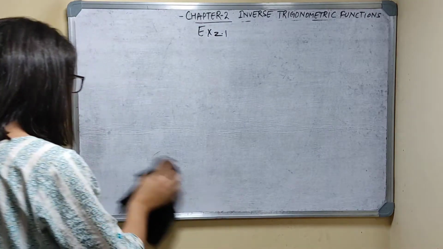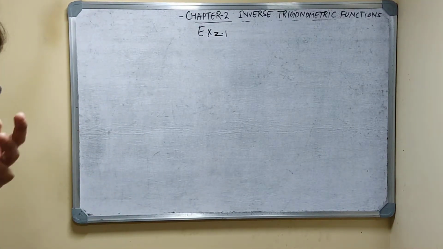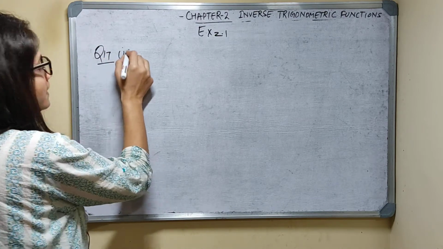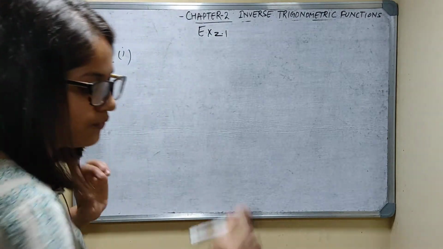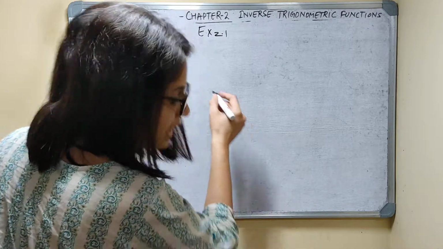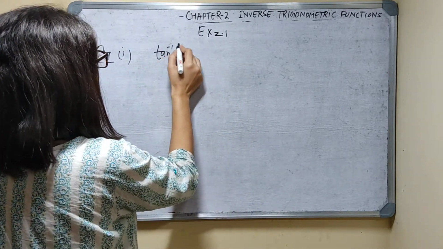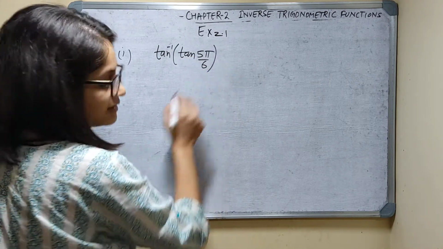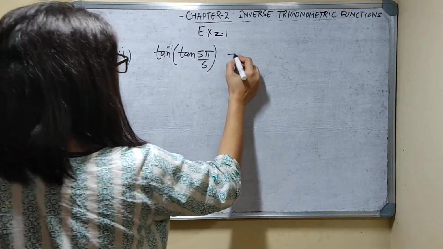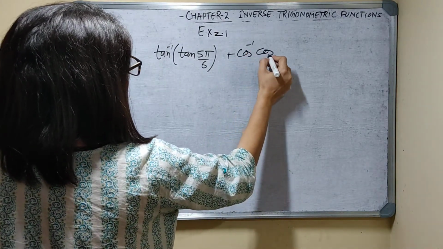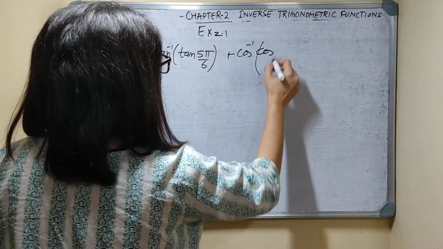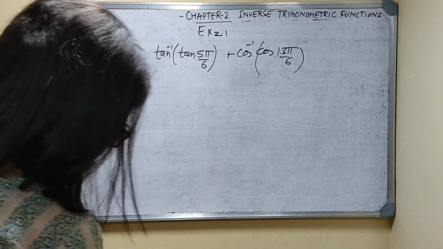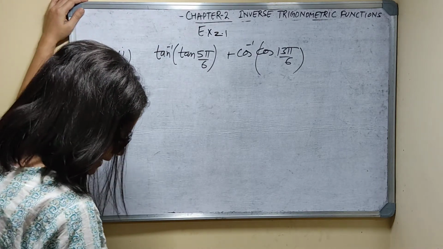Now you can see question number 17. First part: find the value of tan inverse tan 5 pi by 6 plus cos inverse cos of 13 pi by 6.